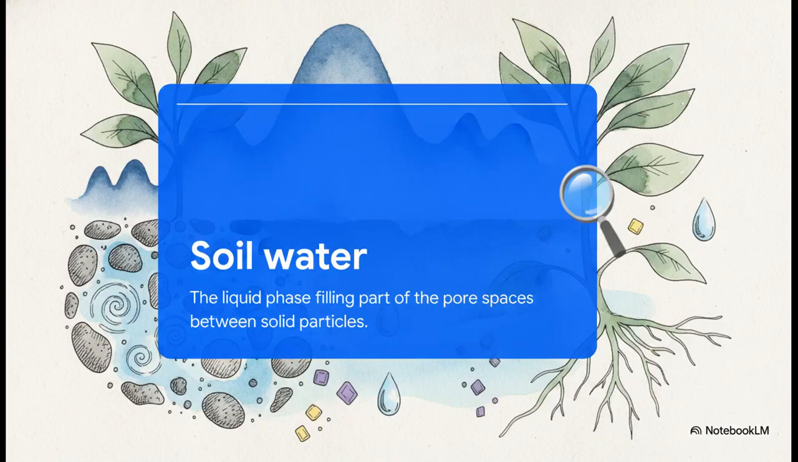So, what exactly is soil water? The source defines it as the liquid phase of the soil that fills part of the pore spaces established between the solid particles. And the text notes that this liquid phase is just as critical as the solid and gas phases of the soil system. Why? Because water is the ultimate solvent for most plant nutrients. It's a primary requisite for plant growth and literally influences the life of the plant at every single stage.